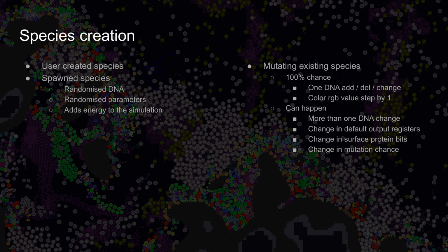When mutating a species, a DNA piece addition, deletion, or modification is happening for sure. The red, green, or blue component of the default cell color is modified by 1. Additionally, more DNA mutations can happen, alongside with behavior slot output register default value, surface protein, and mutation chance changes as well. Mutation chance is defined in parts per thousand.